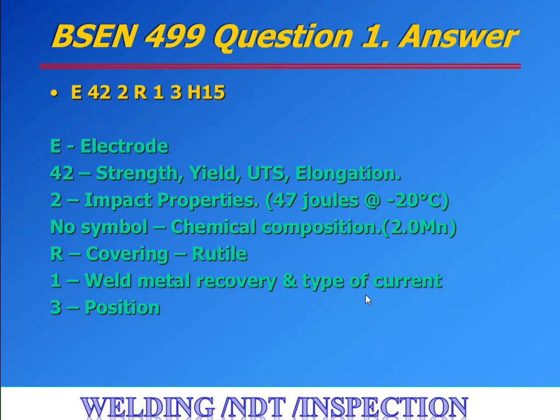Now the third is E42RR13H15. So this is R, you can see, understand, this is R. This means rutile. 42 is the strength, 2 equal to impact properties, 1 equal to weld metal recovery, 3 is the position.